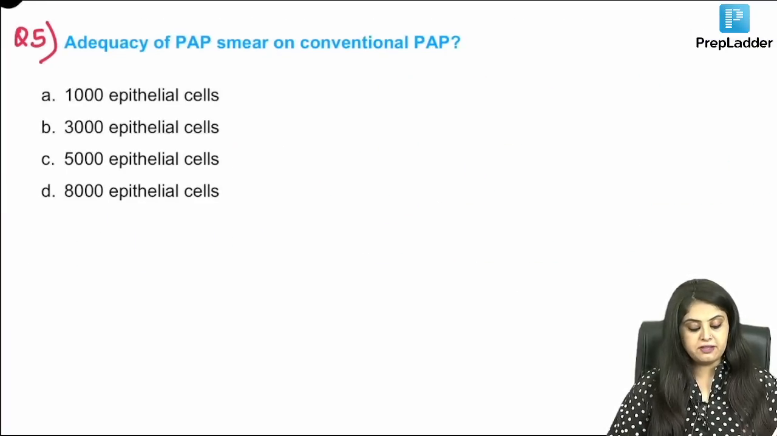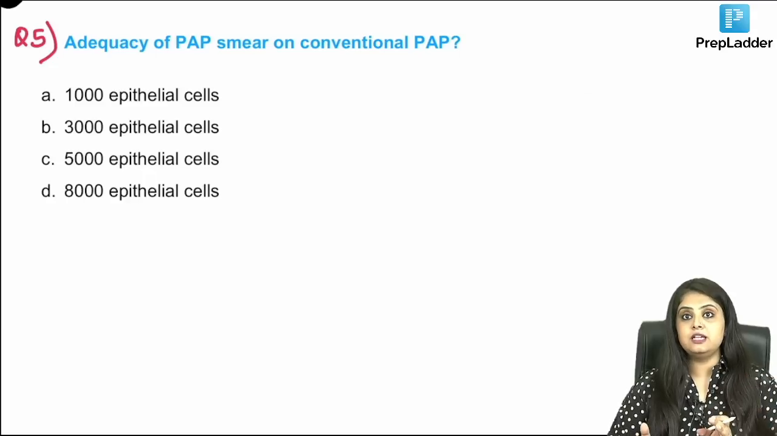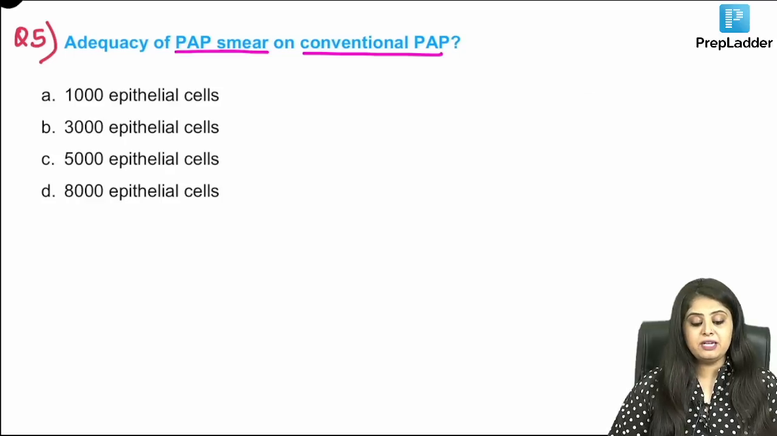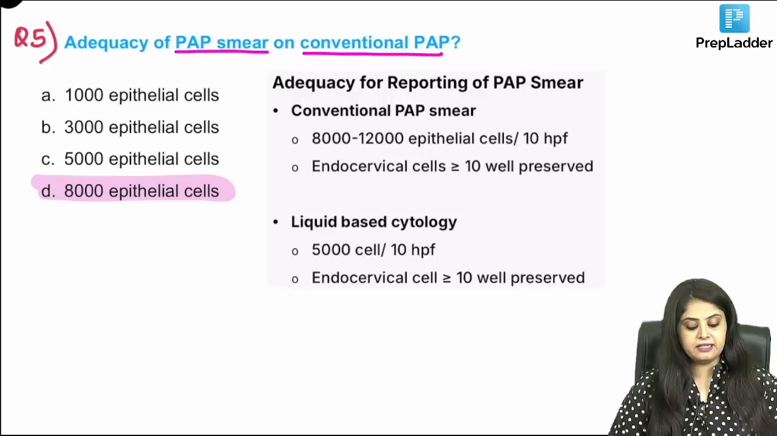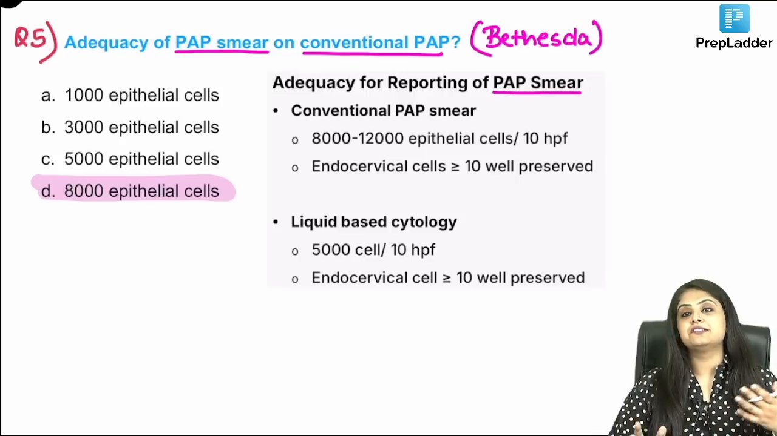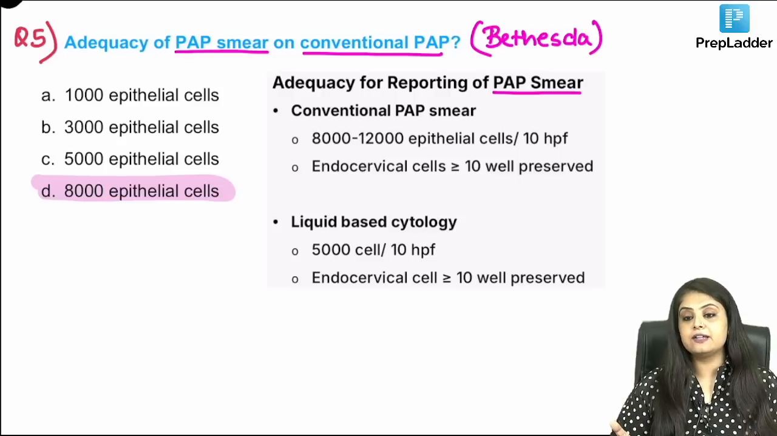Moving on to question 5, which is a previous year INI set and NEET PG PYQ. Adequacy of pap smear on conventional pap. And the answer over here, how many epithelial cells should be present? I hope all of you went in for 8,000 epithelial cells, and that's the criteria that you have to follow. Whenever you are following the criteria of pap smear, this is basically the criteria that has been given by the Bethesda system. That is where all the scientists met and they decided what criteria has to be followed.